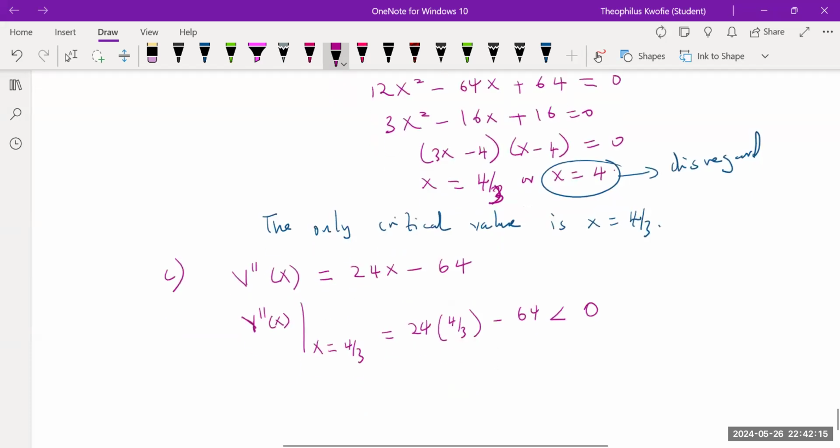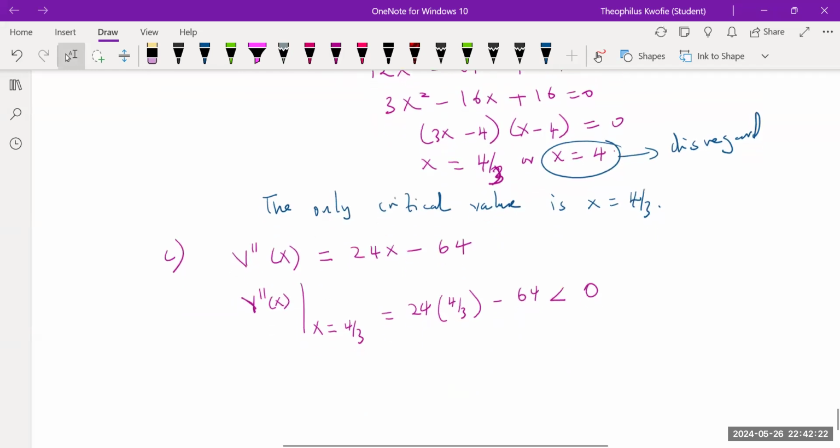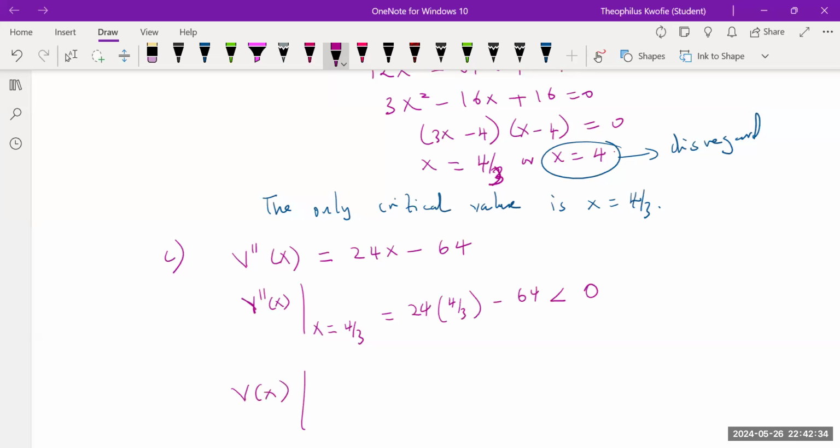But then remember, we also said that we have to evaluate the main function, or the main volume, at the critical value, okay? So we also have to do that. So let's evaluate the main function at the critical value.